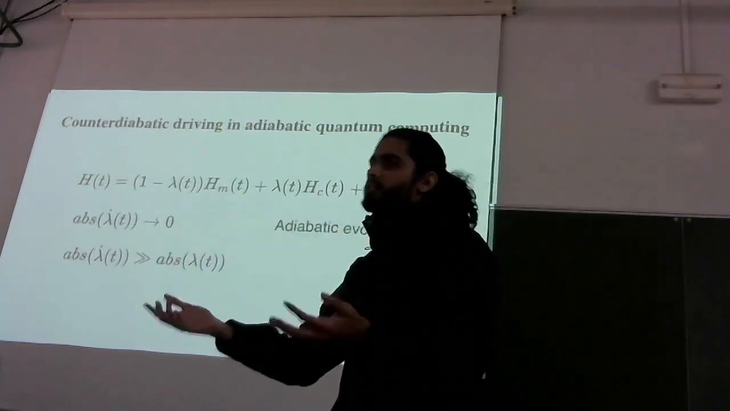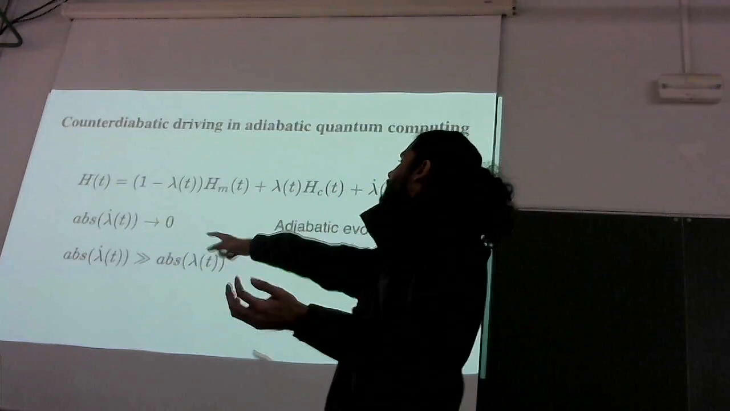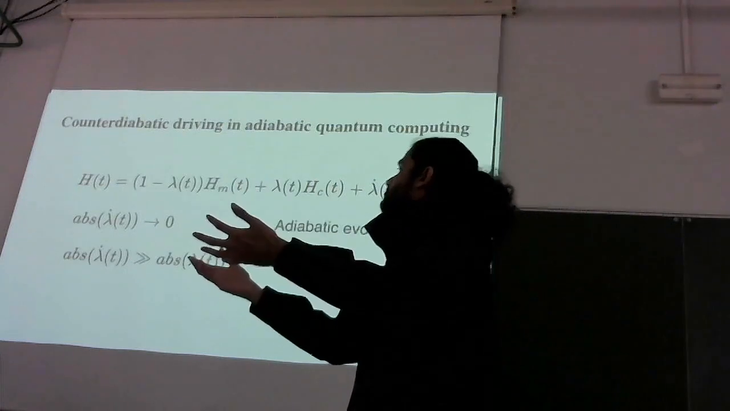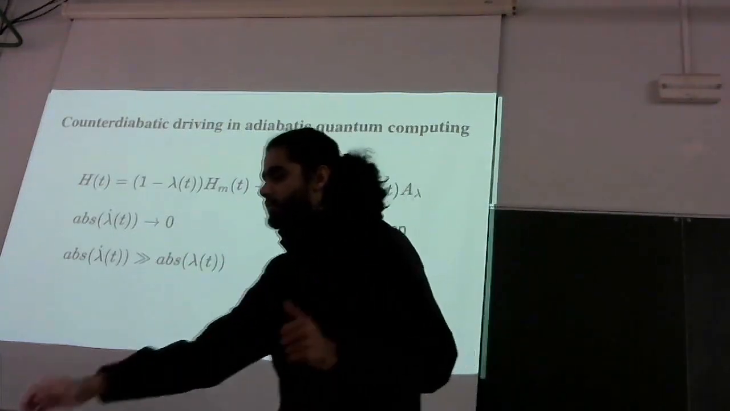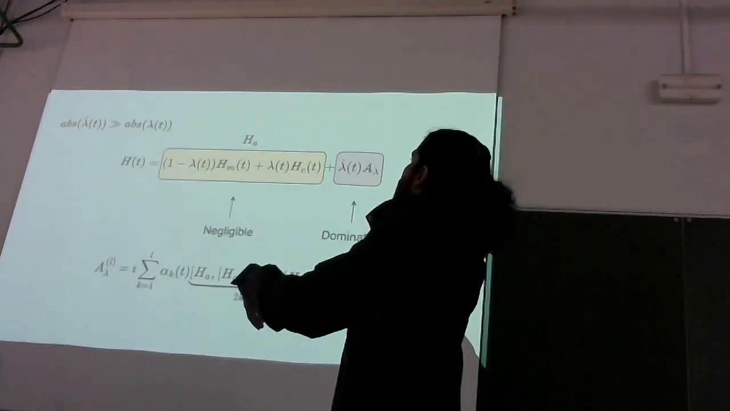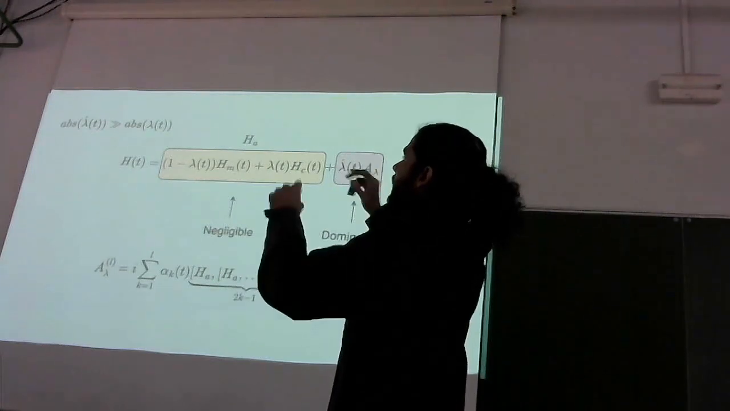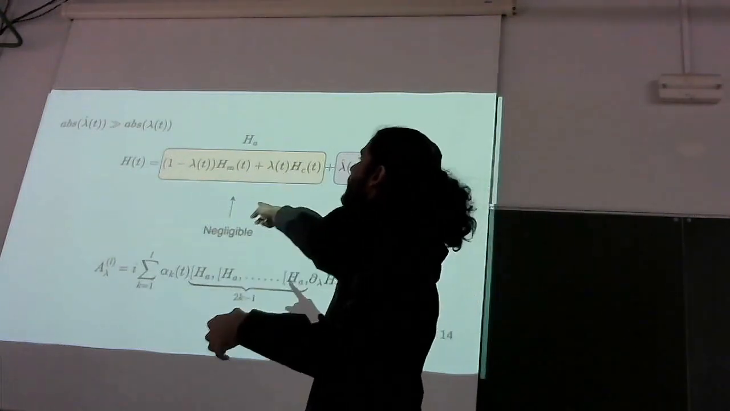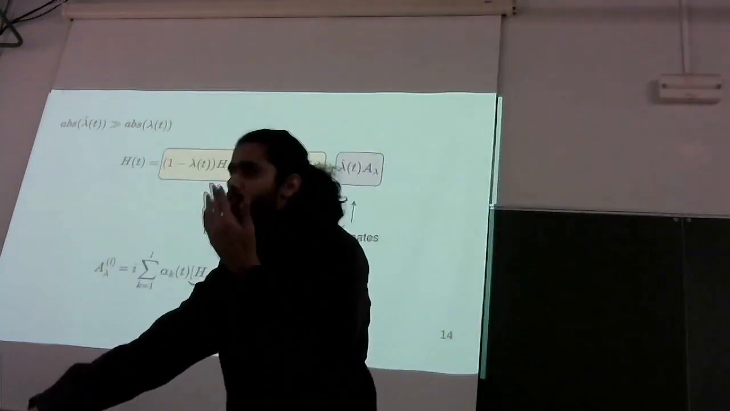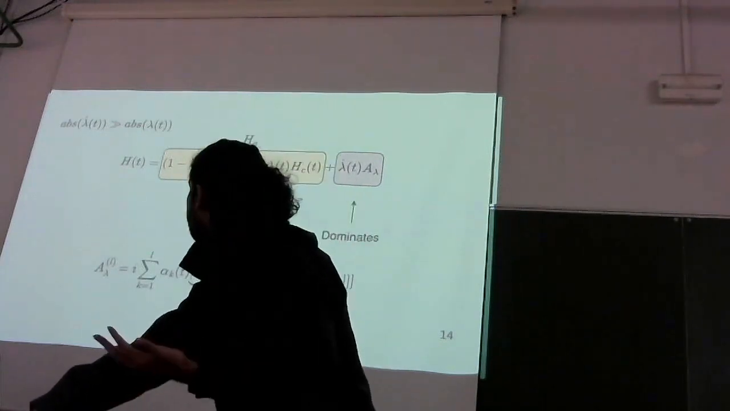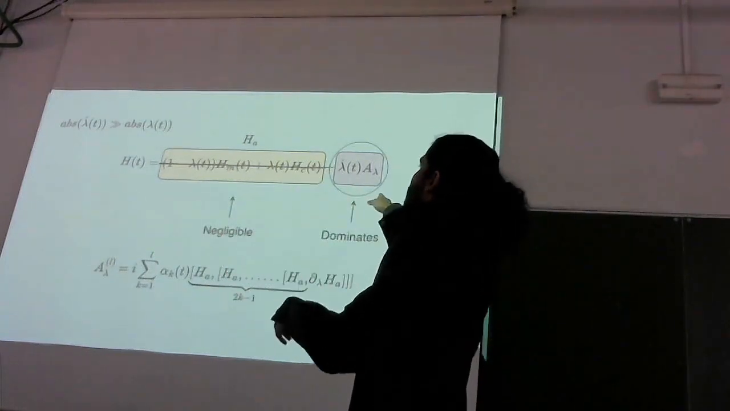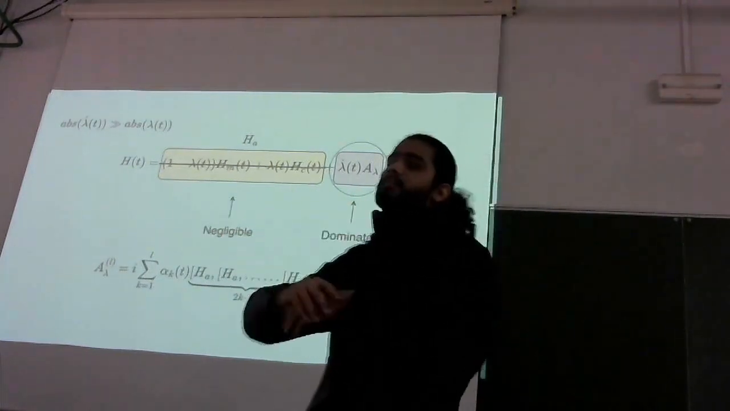But I want you to imagine a situation where for all times t, this condition is satisfied. So for all times t, lambda dot of t is always more than lambda of t. If this situation is satisfied, this term dominates, because at every time you have a larger coefficient for the Hamiltonian, and this term is negligible. So to find an approximate solution, you can completely neglect the term and just implement these terms. This is my motivation for the ansatz.